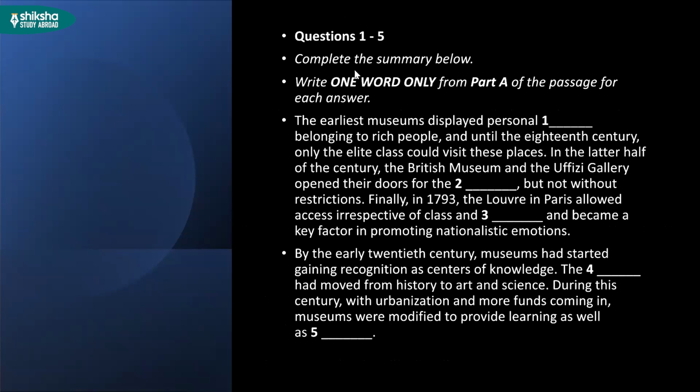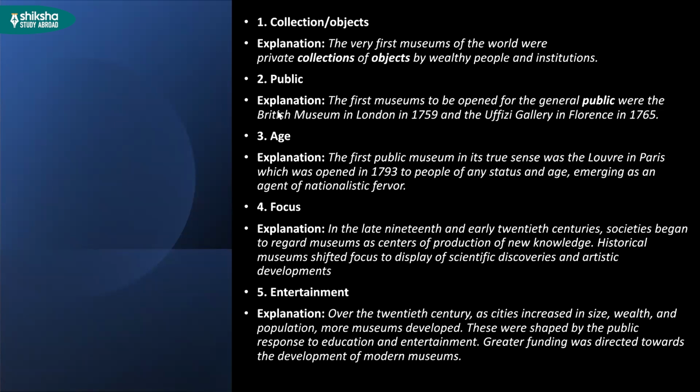Let's see what was the second question. So for that, we'll have to read it from here. Let's read it from here. In the latter half of the century, the British Museum and the Uffizi Gallery opened their doors for the dash. Let's see what is the explanation which they have given for it. The answer is public. The first museums to be opened for the general public, okay, general public, were the British Museum in London in 1759 and the Uffizi Gallery in Florence in 1765. So you can see here the first museums to be opened for the general public.